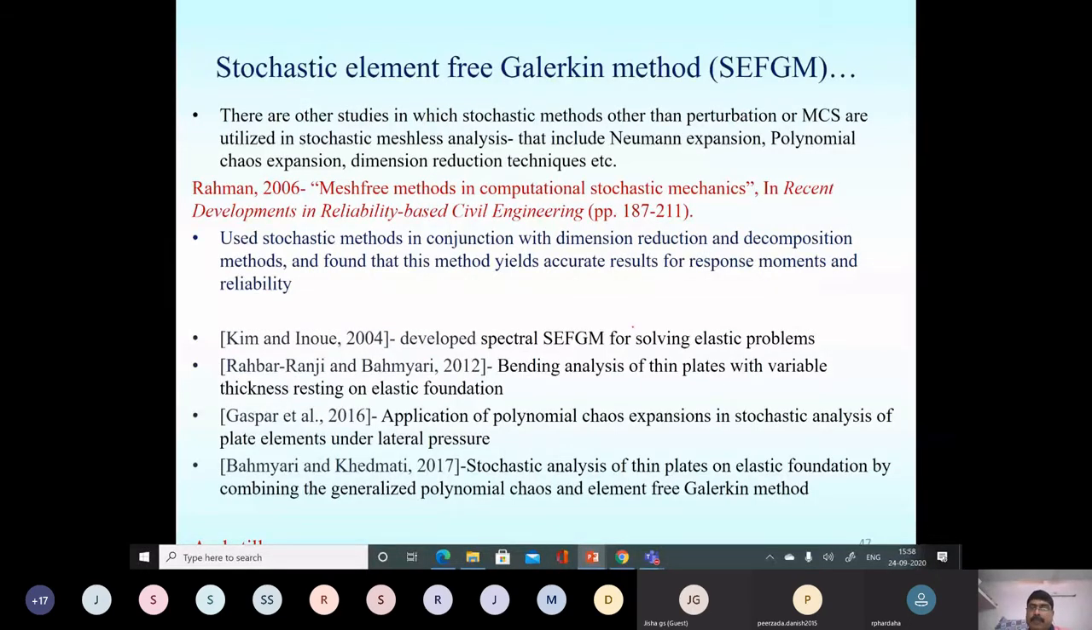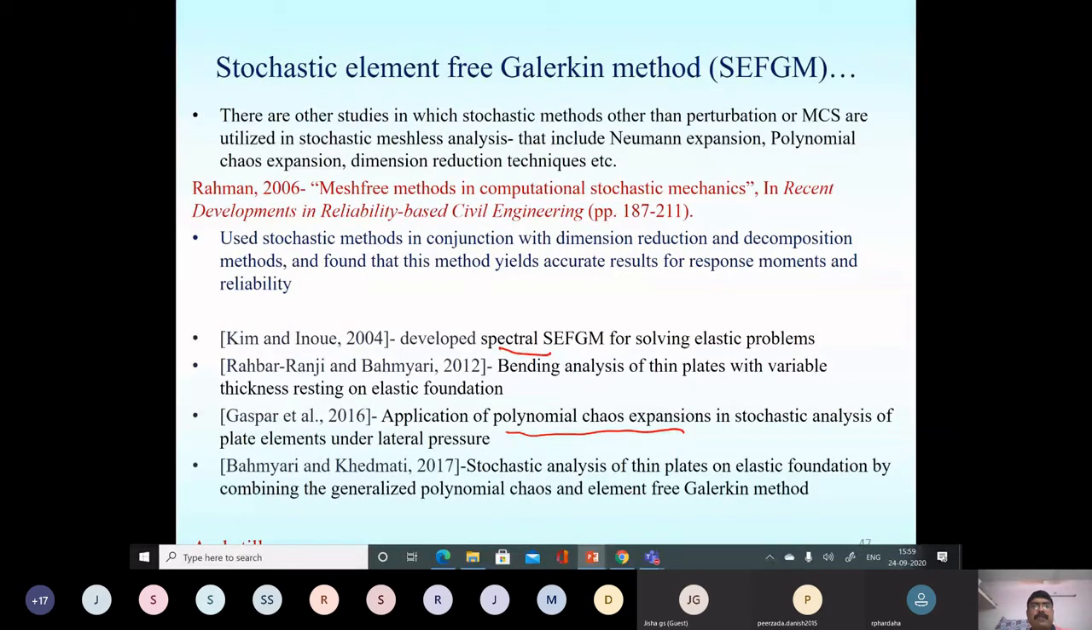Okay, and it was also applied for bending analysis of plates. Then there is another technique called polynomial chaos expansion, along with spectral decomposition. Okay, they used it for that. Then there is a set of works going on in this particular area.